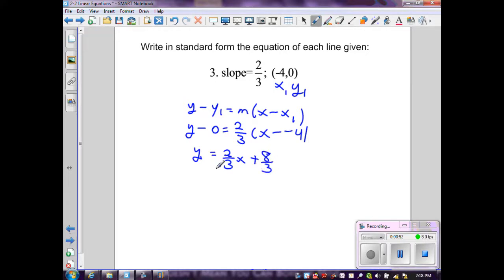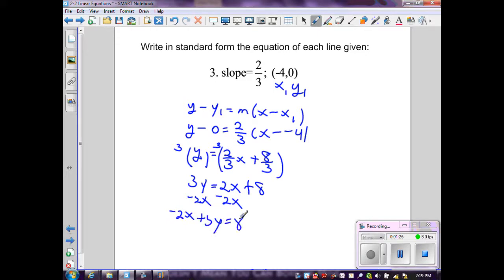Let's get rid of the fractions by multiplying both sides by the least common denominator, which is 3. That gives me 3y equals 3 times 2 is 6 divided by 3 is 2x plus 3 times 8 is 24 divided by 3, which is going to give me 8. Subtracting 2x on both sides gives me negative 2x plus 3y equals 8.